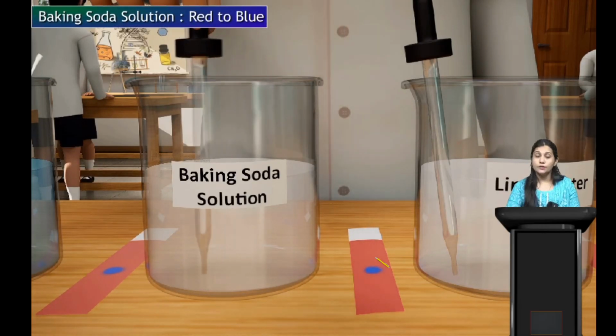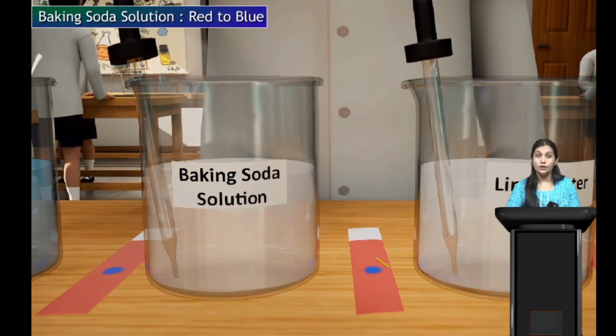Now, children, tell me where we use baking soda. You all know where we use baking soda. We use baking soda in preparation of cakes. Do you all love cakes? Very good. We all love cakes. So, in the preparation of cakes, we use baking soda. Okay? So, when we give the baking soda solution on the red litmus paper, it also shows a color change. It also changed into a blue color.